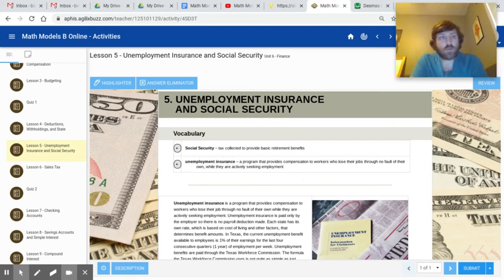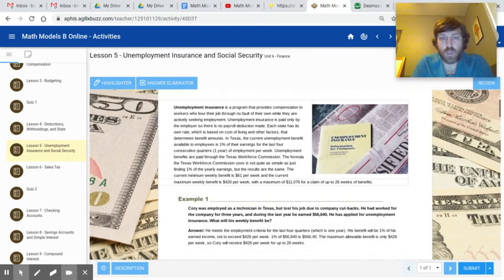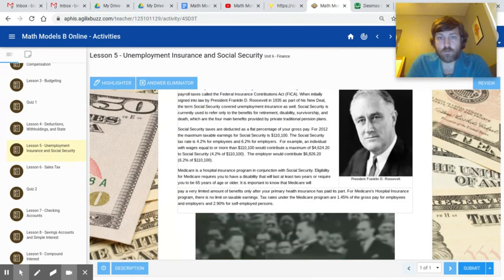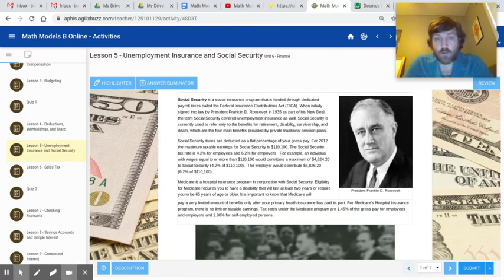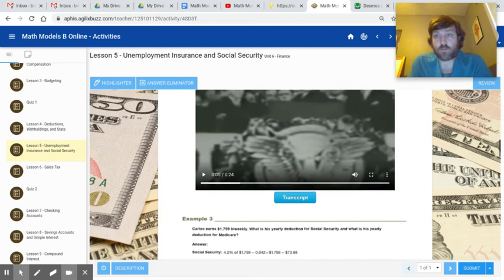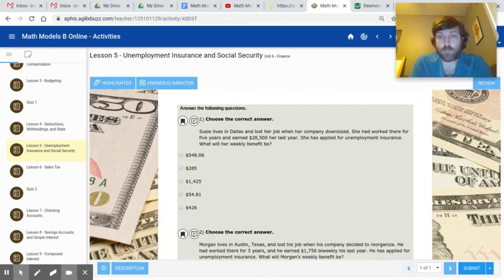Okay, we're looking at Math Models Unit 6, Lesson 5, and this is going to be dealing with some other kinds of deductions that you see on paychecks when you make money. You will see that you are paying for Social Security and Medicare. Medicare and Social Security are government benefits that, if you need them, are available to you if you qualify. And everyone pays in. So it's a way that the government takes care of the poor or the disabled or elderly. Everybody who works pays a little bit into this, and we're going to talk through a little bit of how that goes.